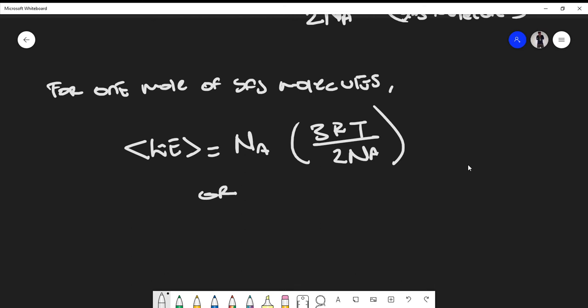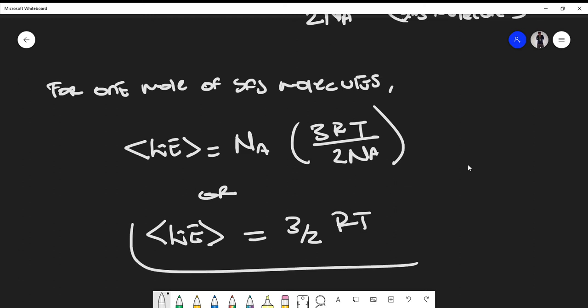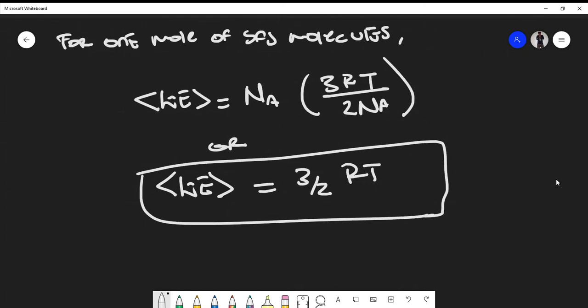Or we could simplify this and say that the average kinetic energy is equal to 3/2 RT. This is the important formula you need to know for the average kinetic energy of 1 mole of gas. This would be the average kinetic energy of 1 mole of gas molecules at temperature T.